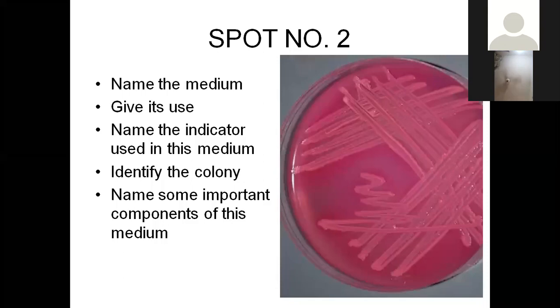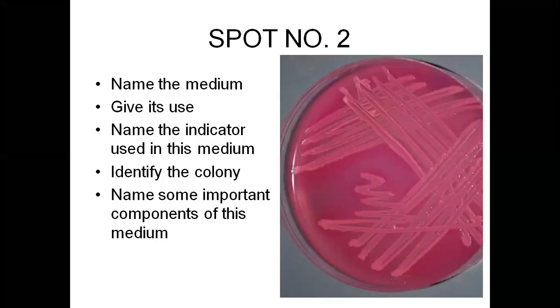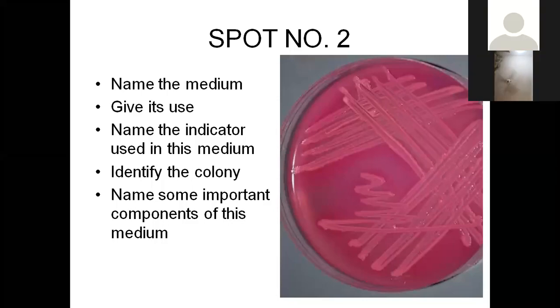ingredients, and we are also adding an indicator. An indicator in a culture medium is a substance which is colorless at pH 7, and it is going to change to a different color in acidic and basic environment. So whenever lactose is fermented, the environment becomes acidic and the color will change. The indicator used in this medium is neutral red, which is going to be pink in acidic environment and yellow in basic environment.